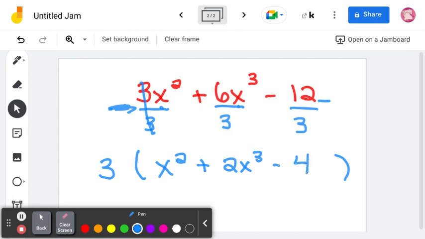Now I'm going to change up this problem a little bit. So if I have 3x squared plus 6x to the third minus 12x, now you can take a variable out. Remember, there's always an invisible exponent there, so our GCF now becomes 3x to the 1, or 3x.